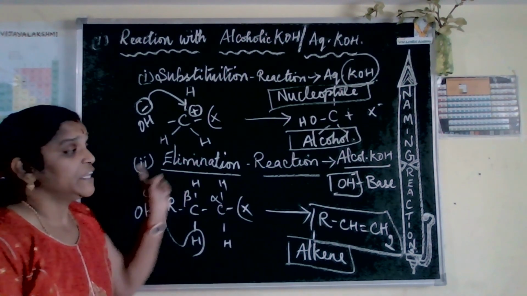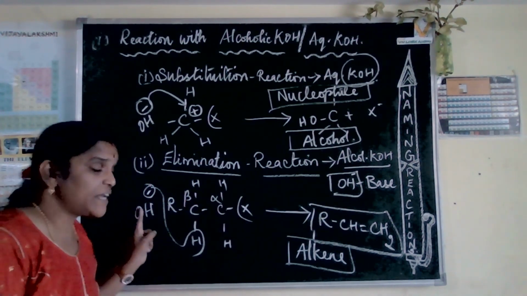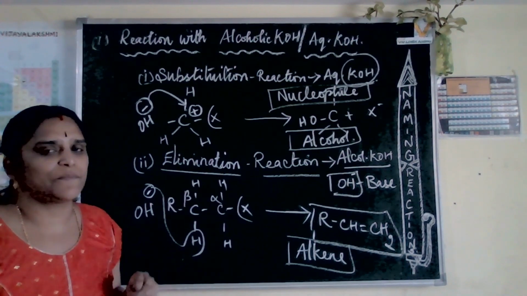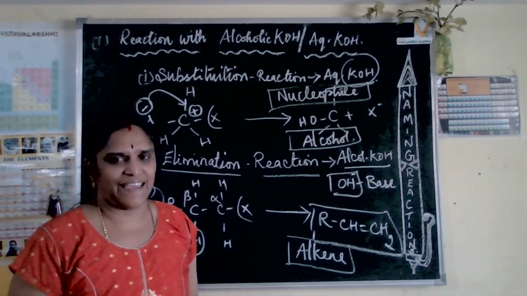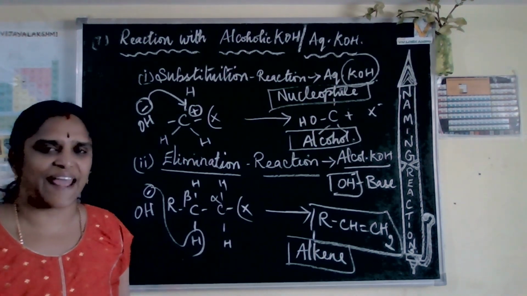So here this OH, from KOH, acts as a base. This one is going to abstract that proton and you are getting an alkene. Hope you're clear with that. Okay, now let us go for one more reaction.